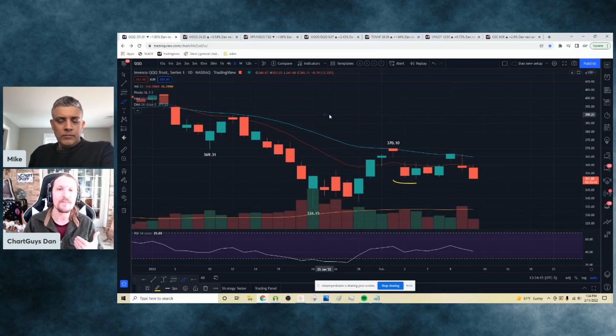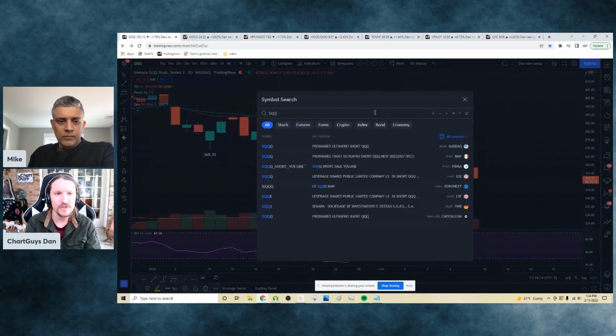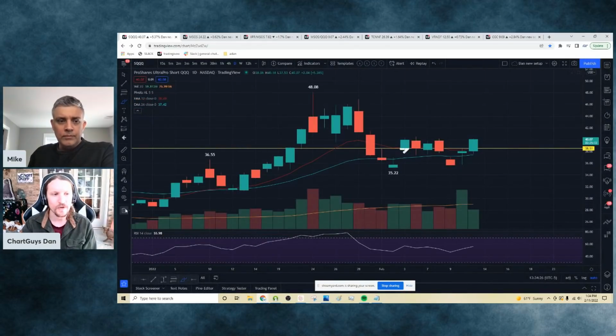So that's one thing that I'm focusing on: I want protection. If the market goes down, I want my account to withstand it. I don't like account drawdowns, and so I want to protect against that. And I've been doing so with SQQQ, which is a leveraged ETF for QQQ weakness.